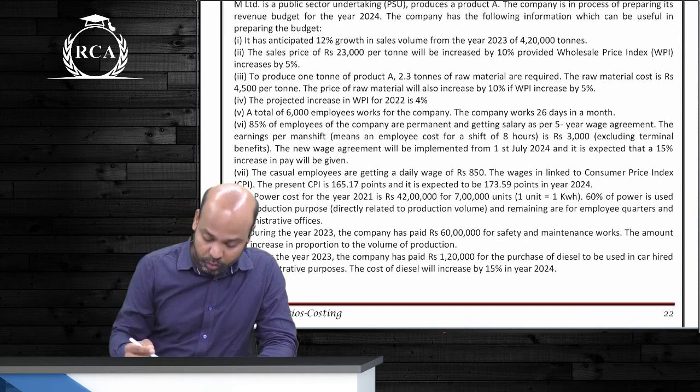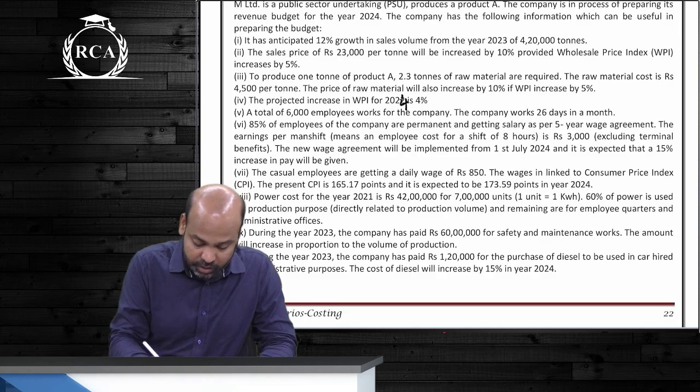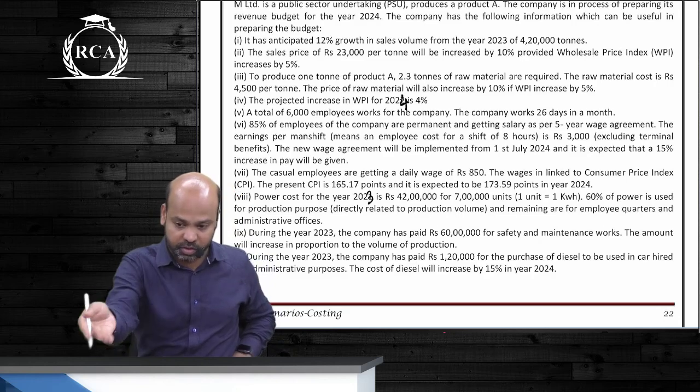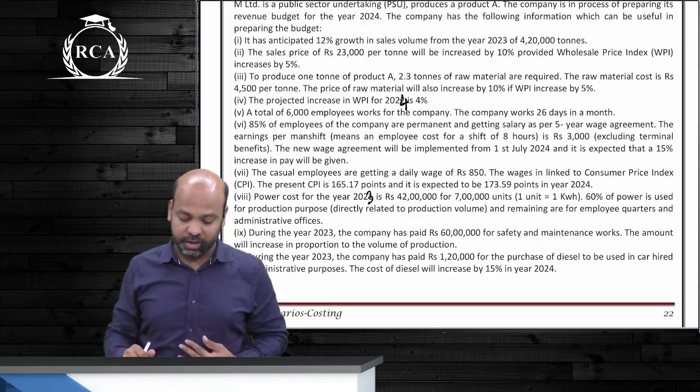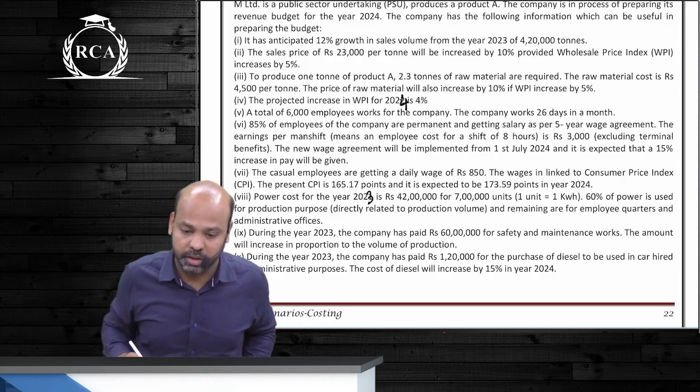Guys, wherever you see 2022 in the question, that is 2024. Wherever you see 2021, that is 2023. Only two places like this. Change it now. Point number 4 guys, it is 2024. Point number 7, 8 guys, it is 2023.